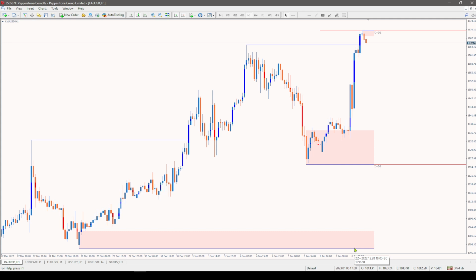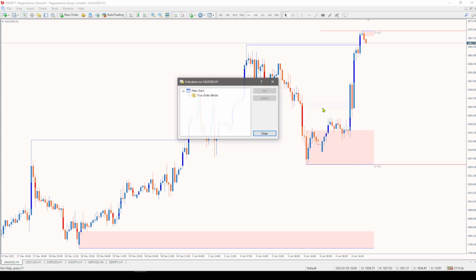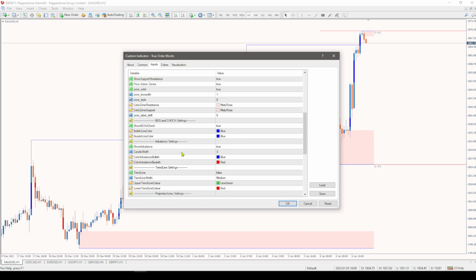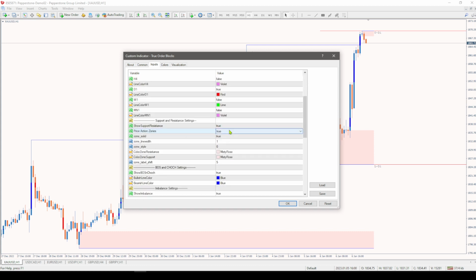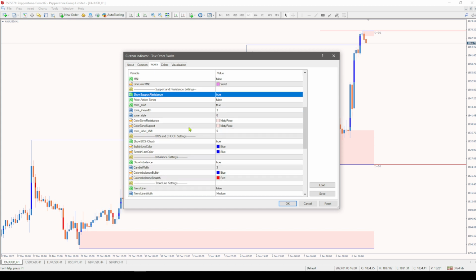But I like to use these zones, which are really cool. Like, I wanted to buy if the price drops in here, in that place. If price drops in here, I'm definitely going to buy this. So hope you guys understand. Let's make price action zones false. It's up to you guys how you're going to use it.